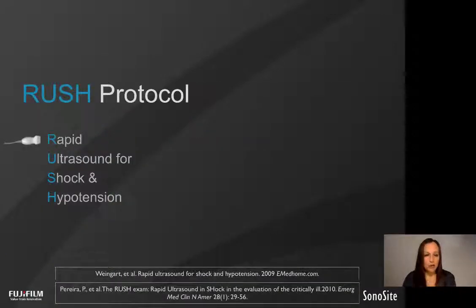Now, in adult patients, Weingart and his group developed the RUSH protocol, and this stands for Rapid Ultrasound for Shock and Hypotension. This was developed in 2008 and was really applied towards adult patients. Now, remember that in adult patients, the etiologies of shock are much more commonly cardiac etiology. So we can use the principles of the RUSH protocol, but as we go through the RUSH protocol, we'll be able to see how it is different in pediatric patients.